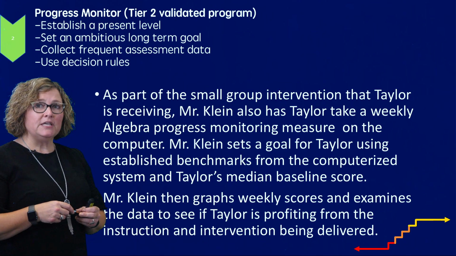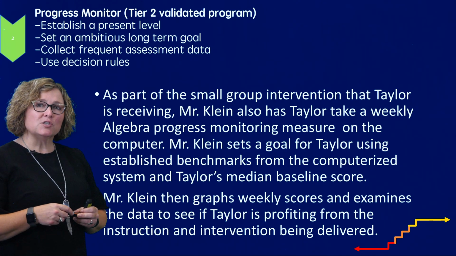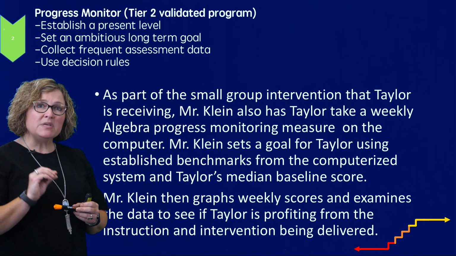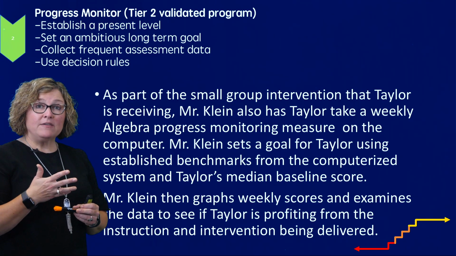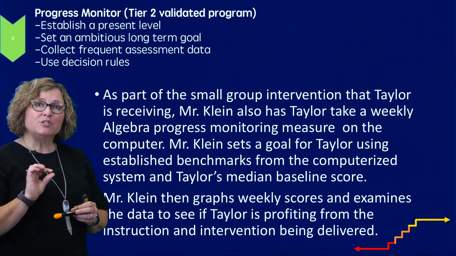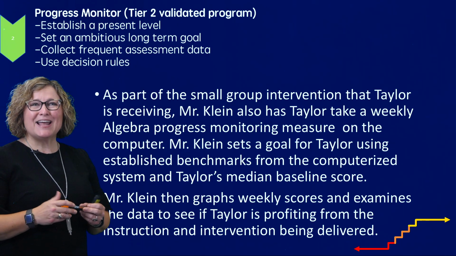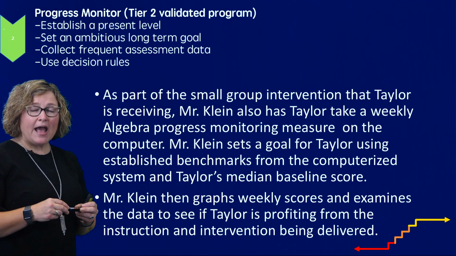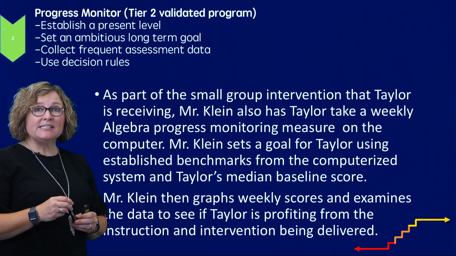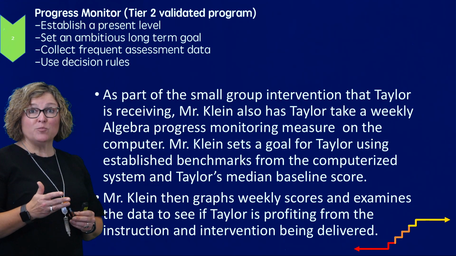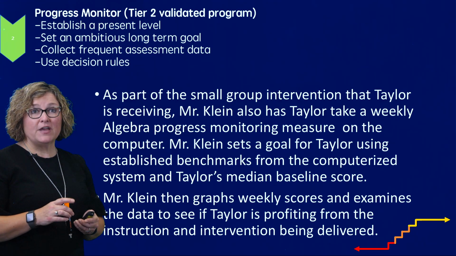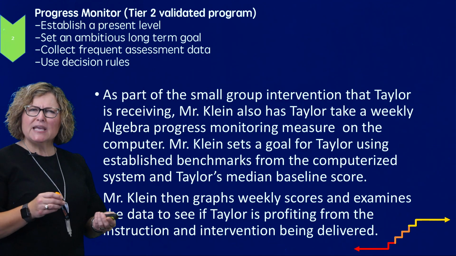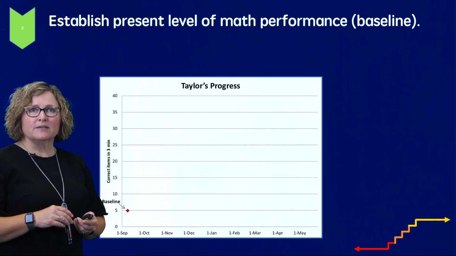Mr. Klein actually sets that baseline score using Taylor's median score. So he gave 3 different measures, and then he took the median score to set up that baseline for Taylor. Then Mr. Klein graphs weekly scores and examines the data to see if Taylor's profiting from instruction and intervention being delivered. We should take a look at what that graph looks like.